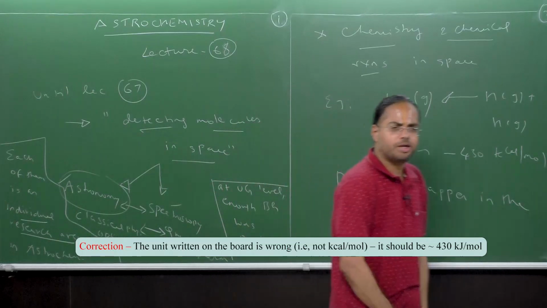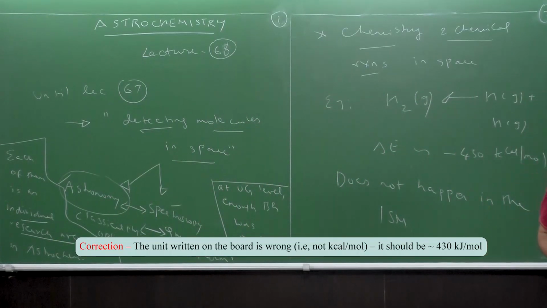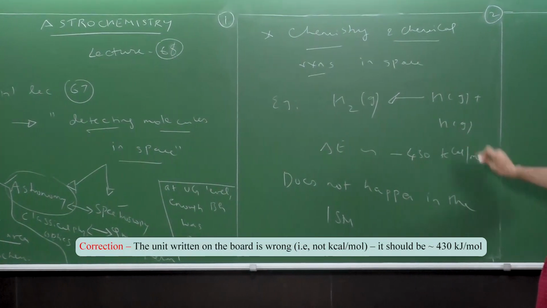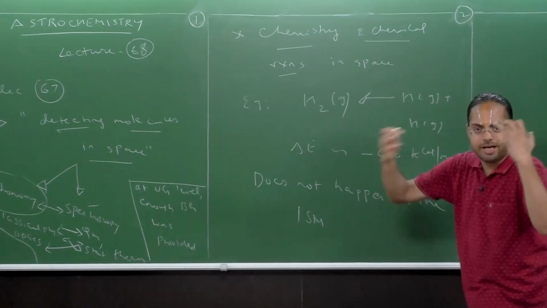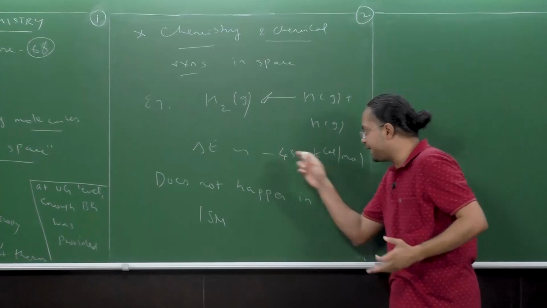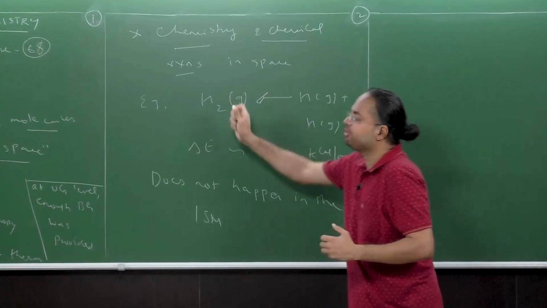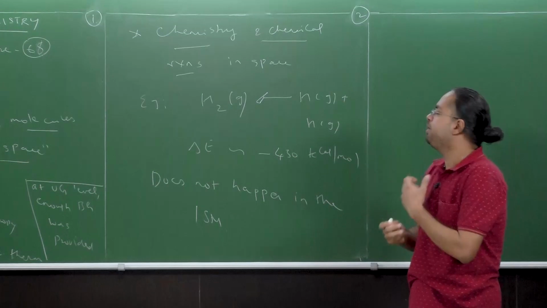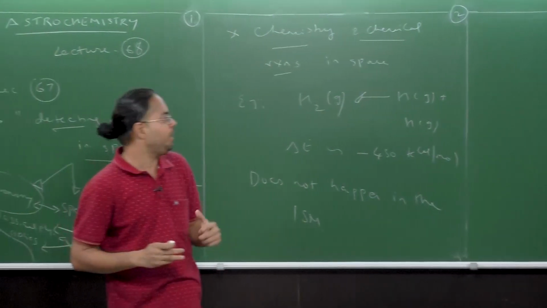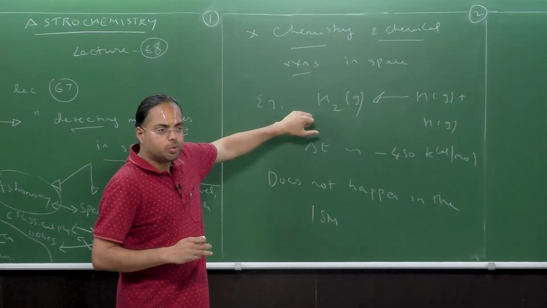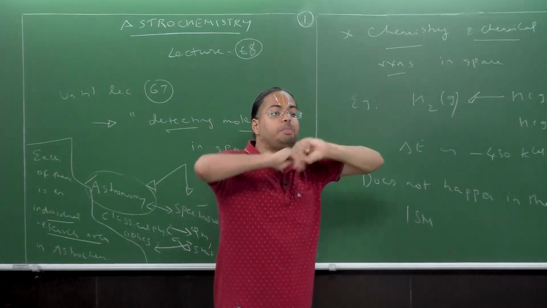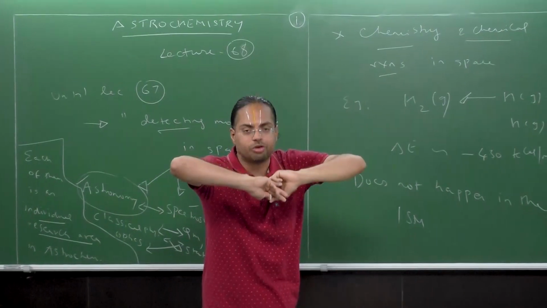You may be astonished. Why does it not happen? Well, the reason is that even though this liberates energy, which in the chemist's sign convention is given a negative sign, the problem is that the interstellar medium is a very sparse environment. So whatever excess energy is obtained with this molecule has to be dissipated back to the surroundings.